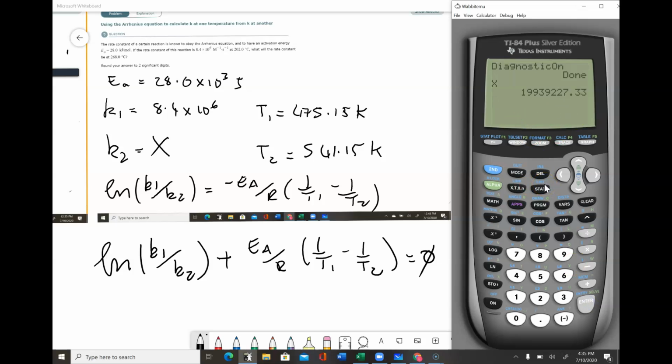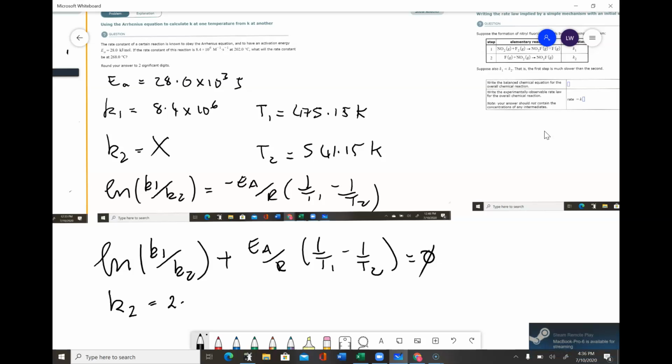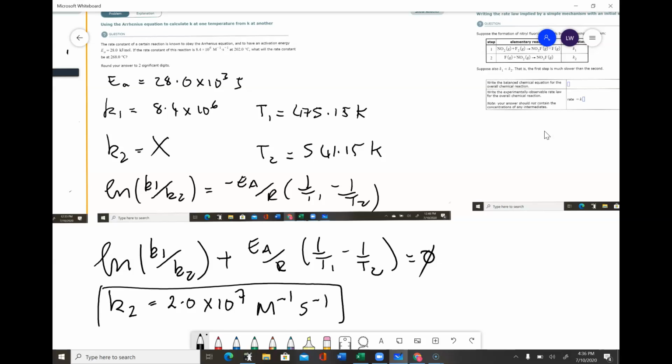Now, I'm asked to give my answer to 2 significant figures. So that would be easier if this was in scientific notation. So I'm just going to go mode, over to scientific notation, enter, then quit out of here, and then I'm going to get the calculator to tell me what x is again. And it was 1.9 by 10 to the 7. So it's about double what it was before, which is brilliant. So 1.99 by 10 to the 7 to 2 sig figs, that's got to be 2.0 by 10 to the 7. So my K2 equals 2.0 by 10 to the 7. My units don't change. So it's molarity to the -1, seconds to the -1.